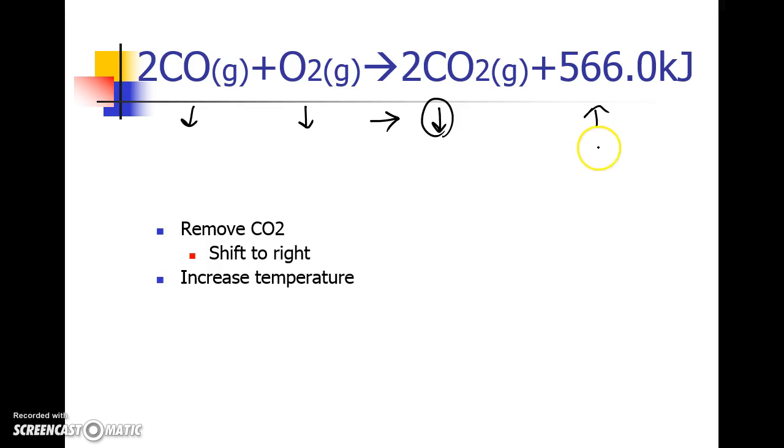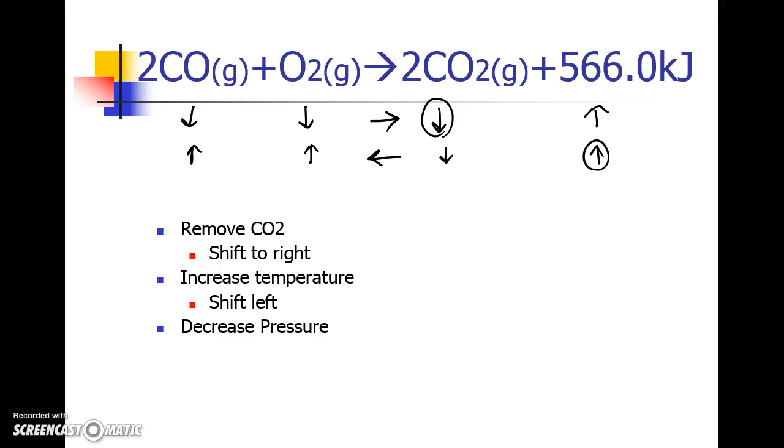If we increase the temperature, in that case, the reaction is going to say, hey, wait, it's getting too hot in here. I don't really like that. So I'm going to shift away from that. It's going to point this way, which will make more carbon monoxide and more oxygen, and my CO2 will decrease.